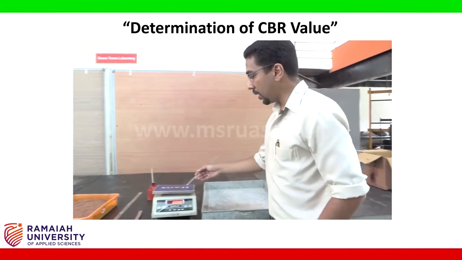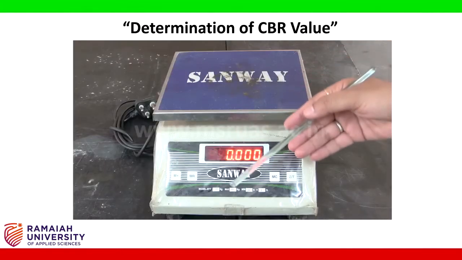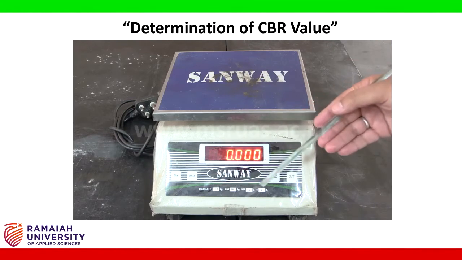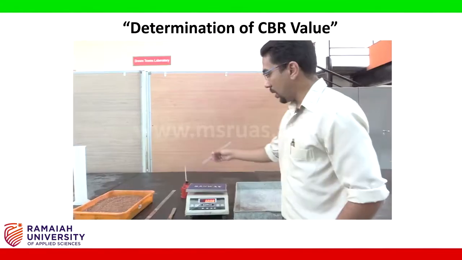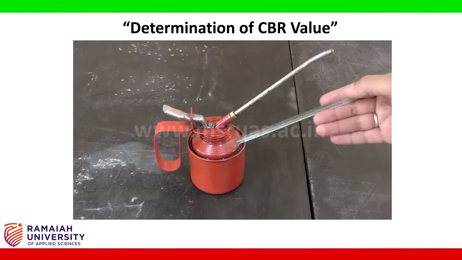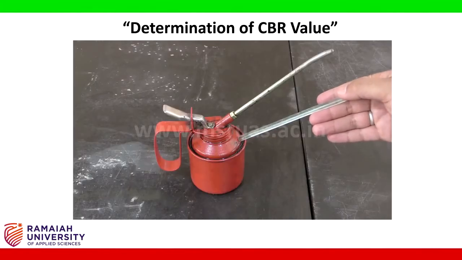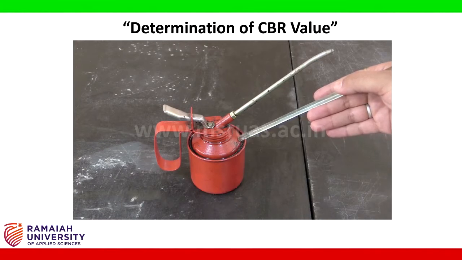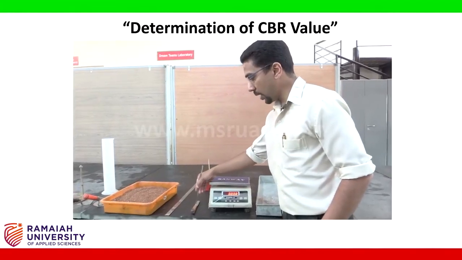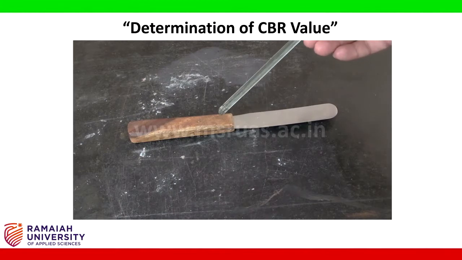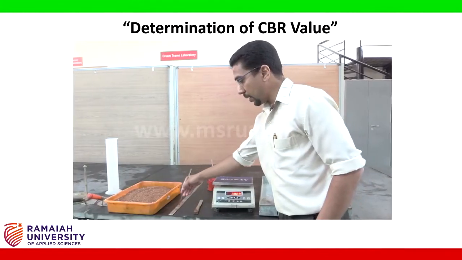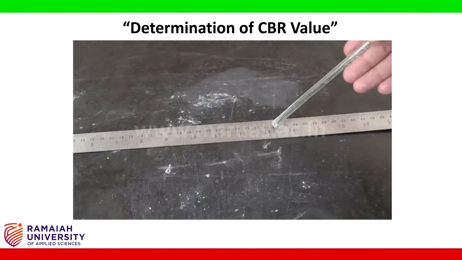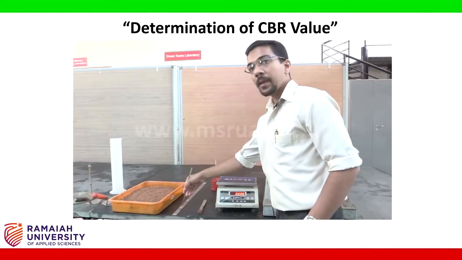The second would be the weighing balance with a maximum capacity of 10 kilos and an accuracy of 1 gram. The oil container, this would be the oil dispenser, which is required to coat the inner surface of the mold before we cast the specimen. Spatula, which is required to trim the surface of the specimen before we subject it to testing. Scale, required to check the dimensions of the specimen before we subject it to test.